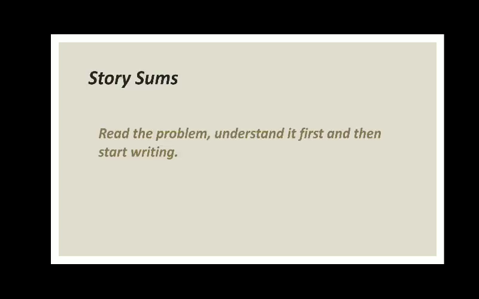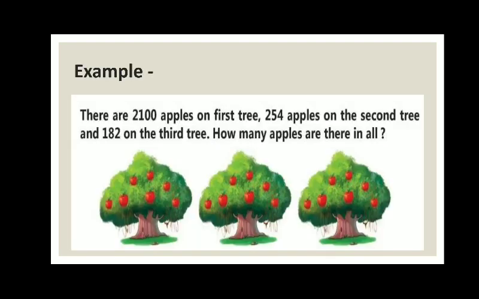Story sums. For solving the story sums, always read the problem properly, understand it first and then start writing. For example, there are 2100 apples on first tree, 254 apples on the second tree and 182 apples on the third tree. How many apples are there in all? So we have got the information that there are 2100 apples on the first tree, 254 apples on the second tree and 182 apples on the third tree.